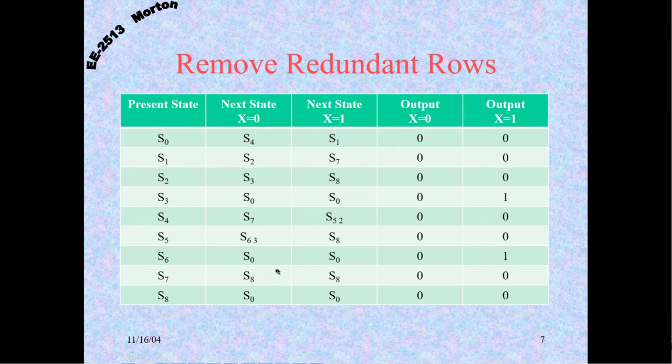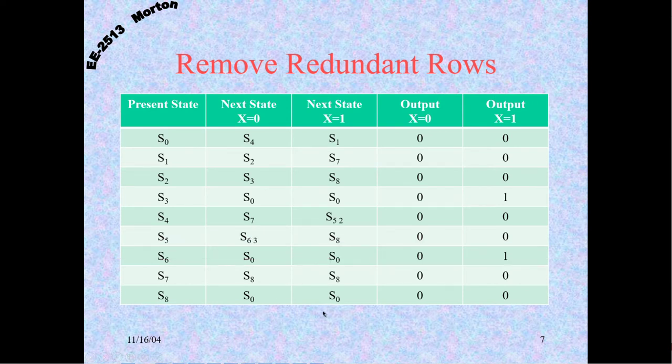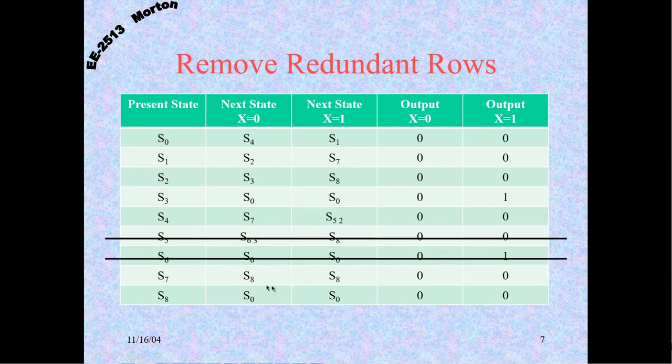And so we can cross out 6, and then 5 and 2 are the same. So we cross out 6 and we cross out 5. And wherever we have 5, we're going to write in 2, right?